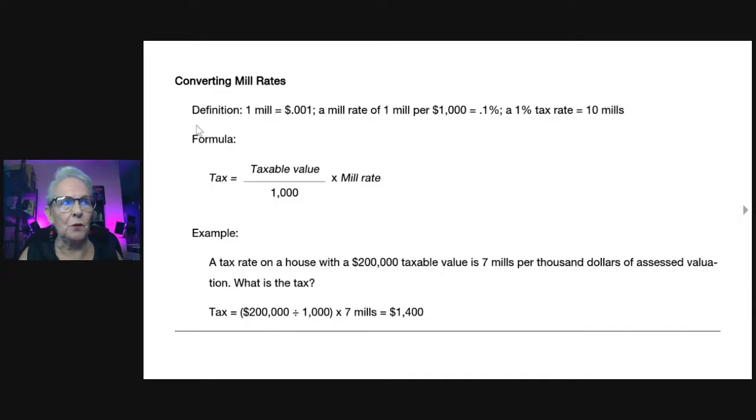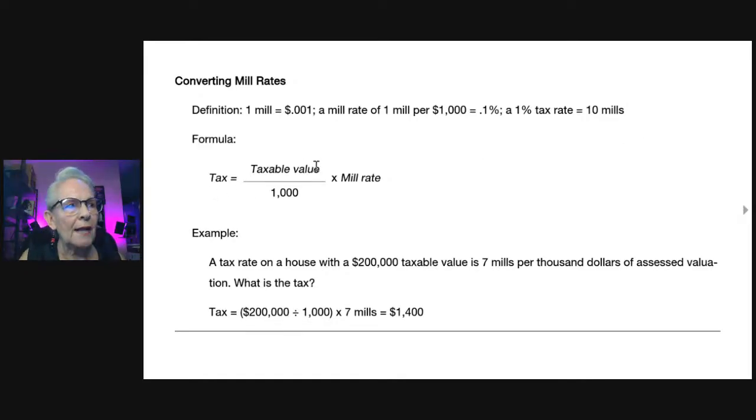So what is a mill rate? 1 mill equals 0.001. Okay, like 1 million. In Latin, un millón. A mill rate of 1 mill per 1,000 of property taxes. That's equal to 0.1%. A 1% tax rate equals 10 mills. So 1% of 100,000 equals 10 mills.